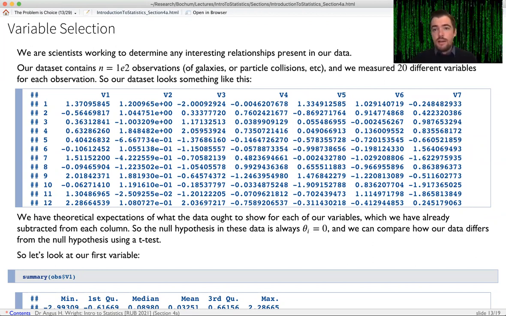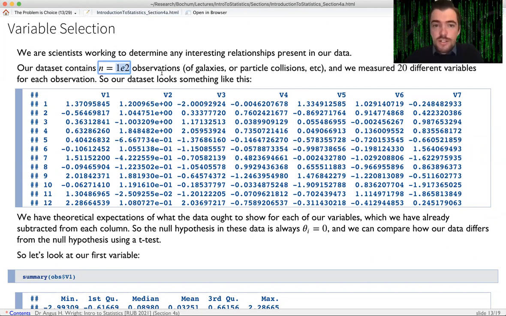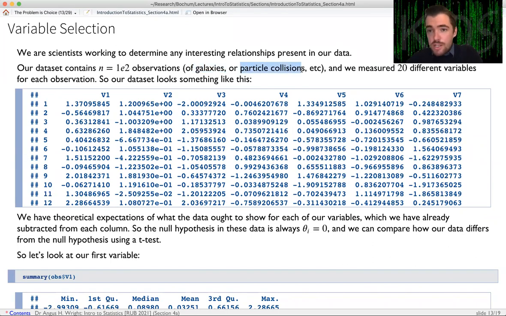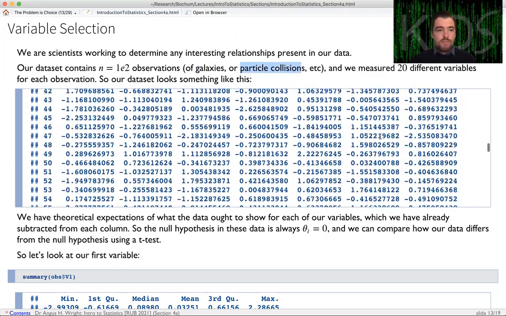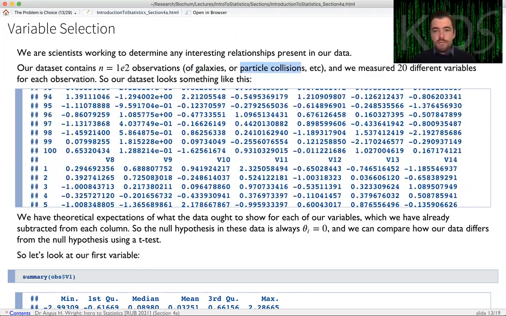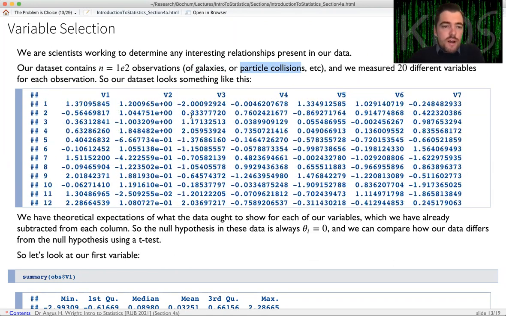So let's make a data set. Our data set contains 100 observations, which could be galaxies, they could be particle collision measurements or whatever. And it has 100 observations of 20 variables, of which I'm only showing 7 here because they drop off below the bottom. Okay, so this is what our data looks like. We've got variables 1 through 20, and we have 100 observations of each.